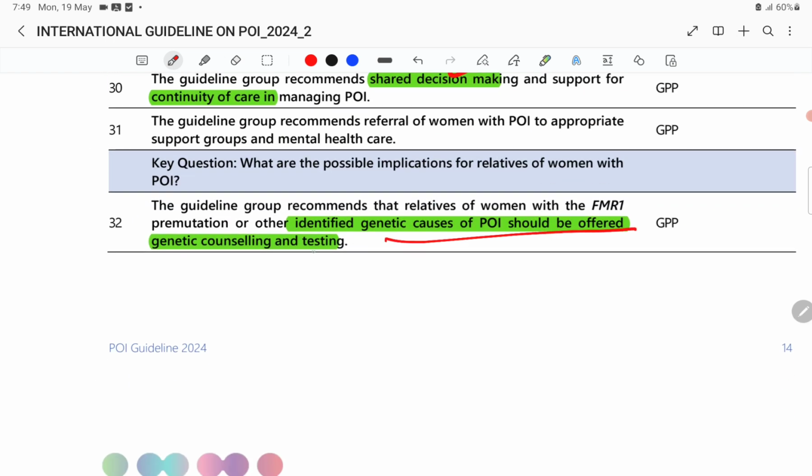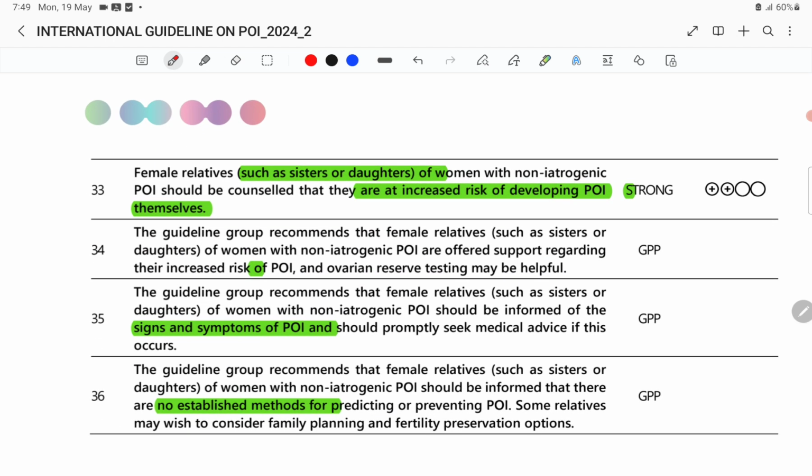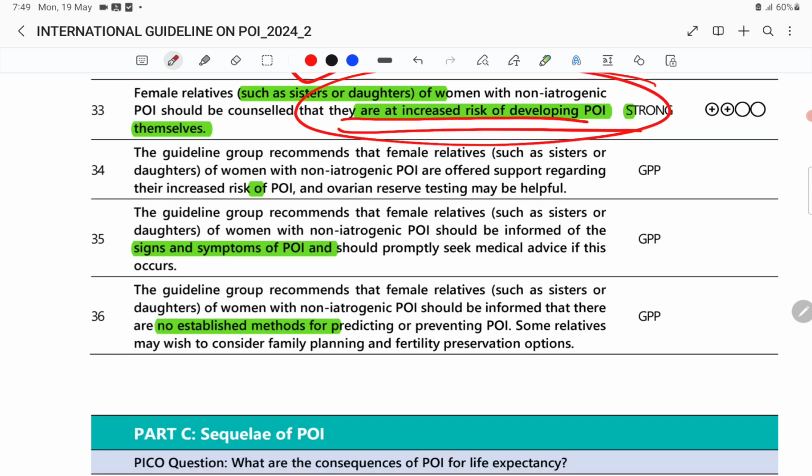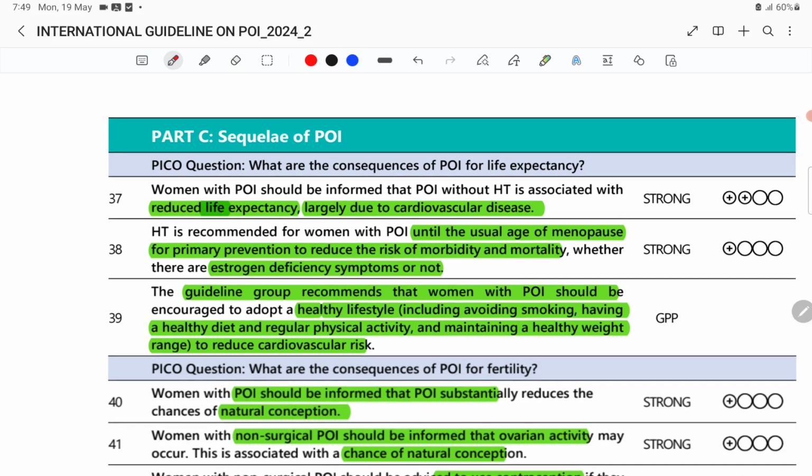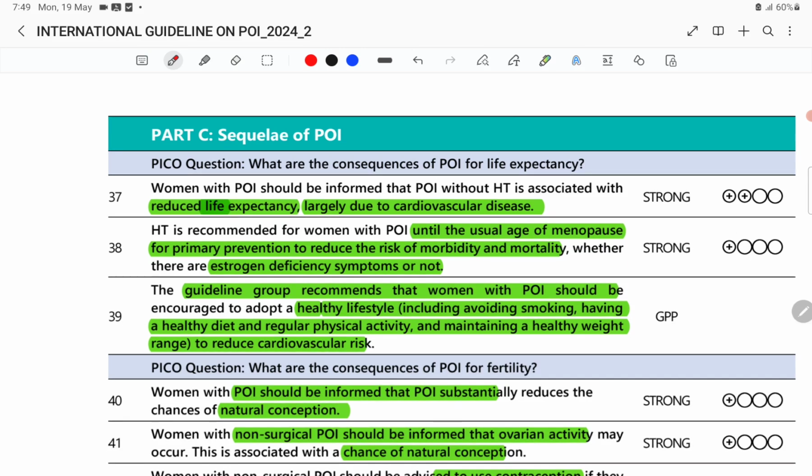The guideline recommends that women in whom genetic causes of POI are identified should be offered genetic counseling and testing. Female relatives, such as sisters and daughters of women with non-iatrogenic POI, should be counseled that they have an increased risk of POI. The signs and symptoms should be explained, and the sequelae of POI, very, very important. What are the sequelae of POI? Women with POI should be informed that POI without hormone replacement therapy is associated with reduced life expectancy, largely due to cardiovascular disease. Very, very important.